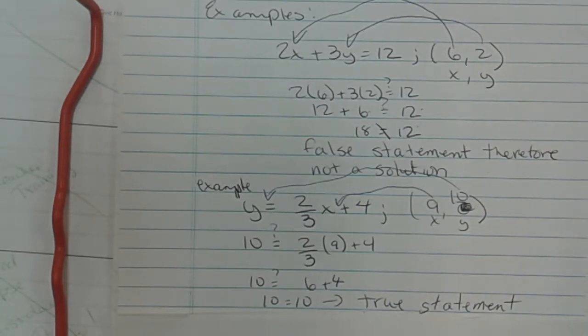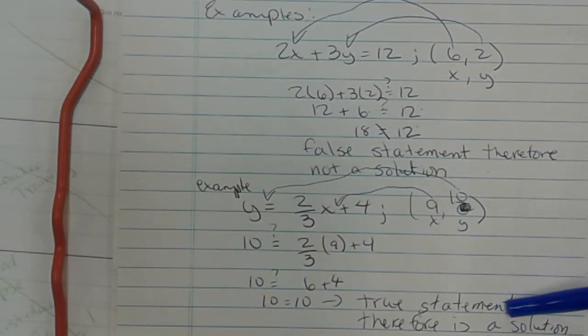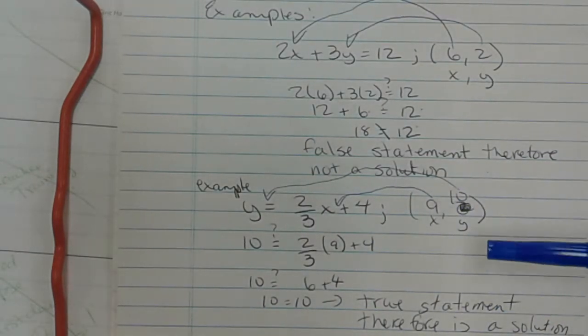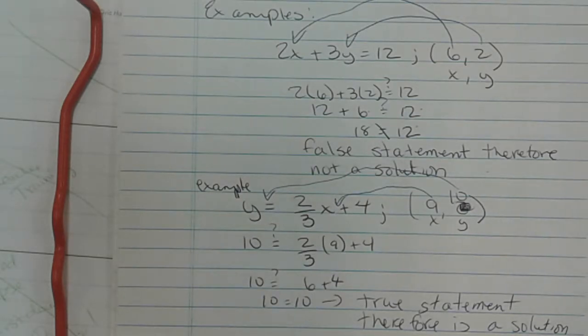So is that a true statement? Yes, it is. So remember, if it is a true statement, does it make a solution? Yes, it does. And you need to tell me that therefore it is a solution. You need to tell me that (9, 10) is a solution. You cannot just tell me it's a true statement. I can see that 10 equals 10. You need to tell me what that means. What does that tell you? Well, it tells you that (9, 10) is a solution to it. It is going to be on the graph, and we're going to talk about that a little bit later too.